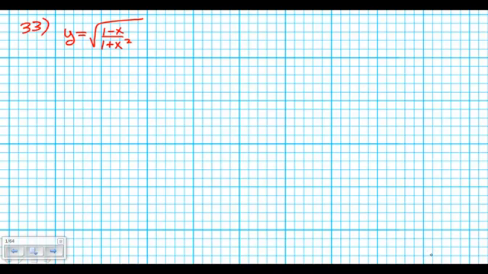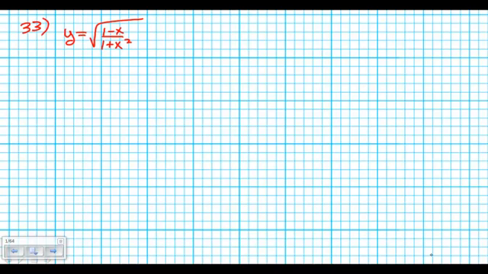Let's start this discussion about where this function is differentiable by asking the question, where is this function defined? All right? Everywhere except for 1. Okay, Ian? Oh, it's everywhere where 1 plus x squared is greater than 2. Okay, let's start with that idea.